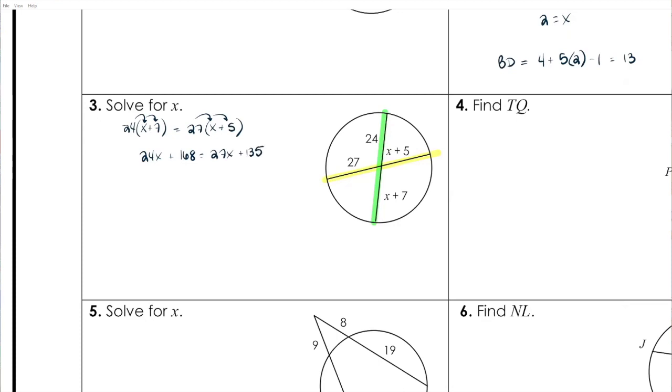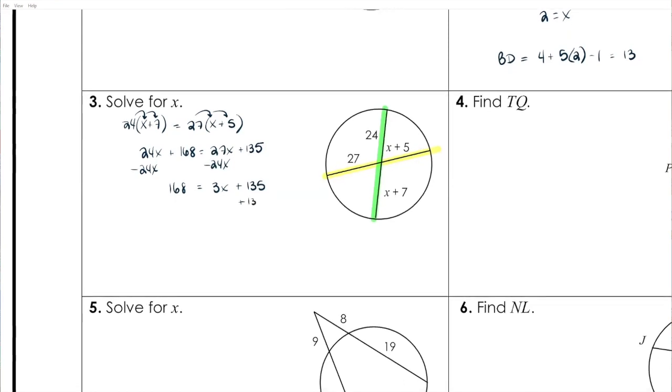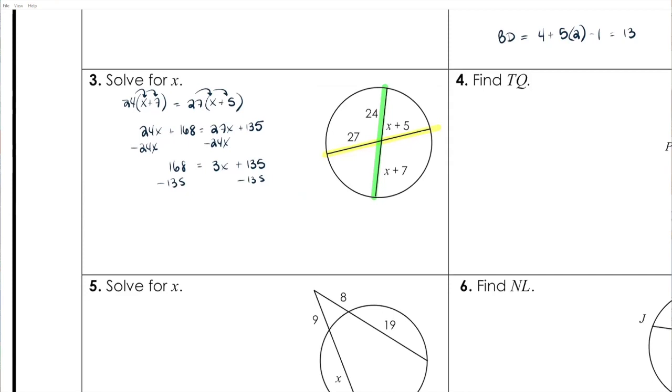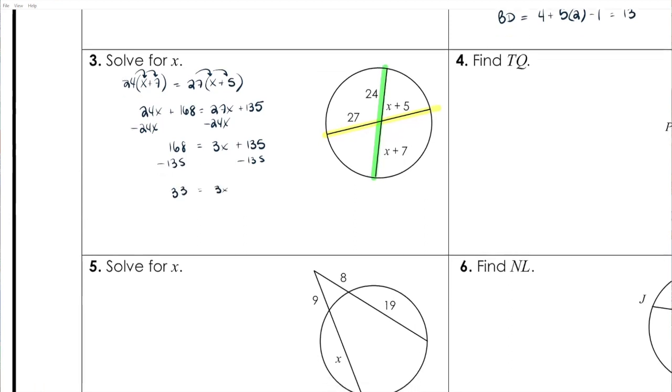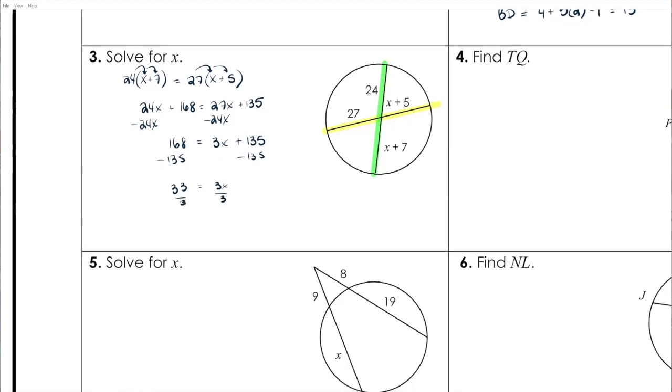We have a variable on both sides, so we move our variable first. We're going to subtract 24x from both sides. 168 is 3x plus 135. After we isolate our variable to one side, now we can subtract our constant, minus 135. Minus 135. So we get 33. Divide by 3, so x is 11.